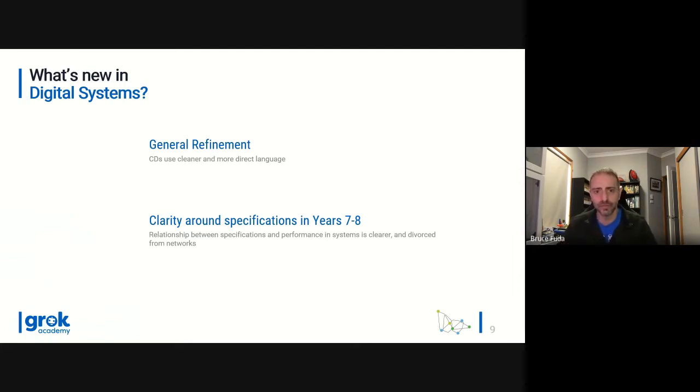And that's really obvious when you look at what has happened in Year 7 and 8, where the relationship between specifications and performance in systems has been made much clearer, and it's been divorced from networks, because the previous content description in Year 7 and 8, it wasn't really clear exactly what specifications you were supposed to be exploring with students. So this split that's been done between systems and networks has really made it much easier for teachers to understand what the expectations are in that band level in particular.